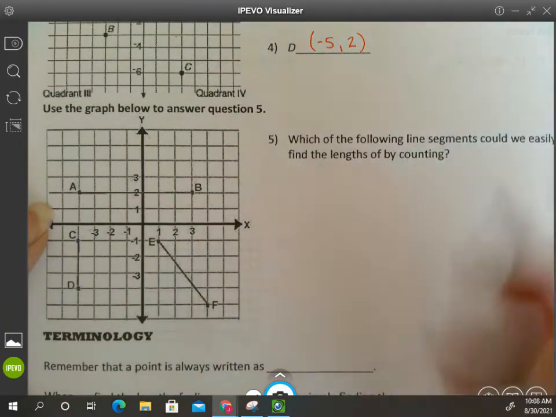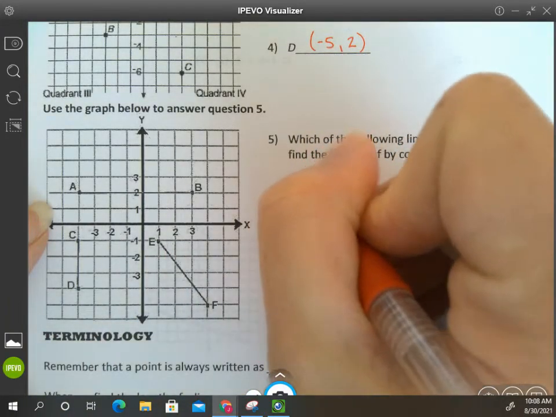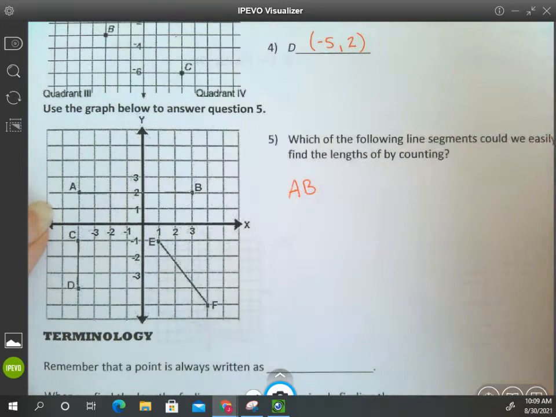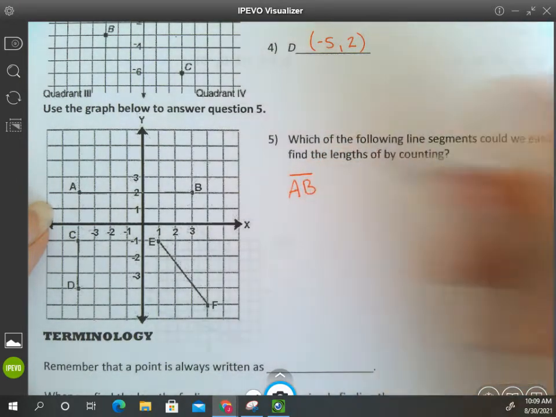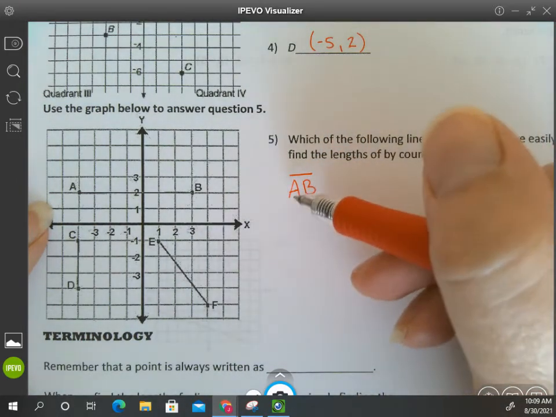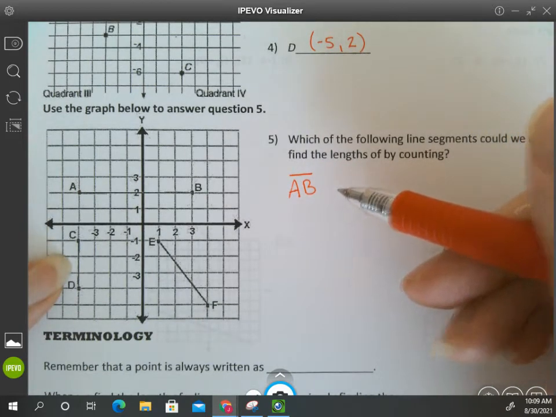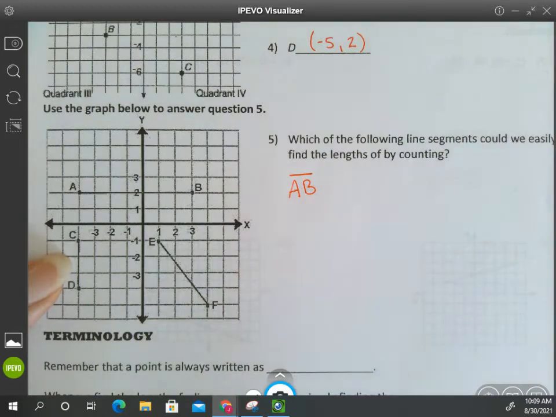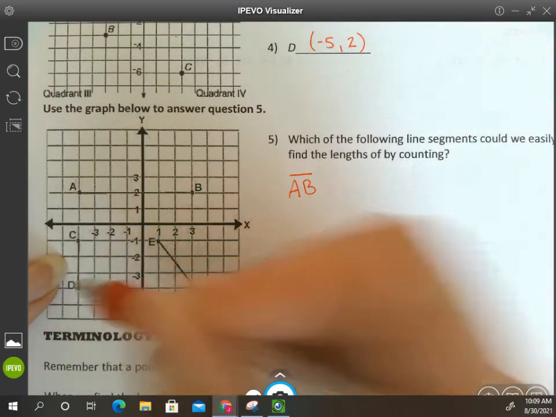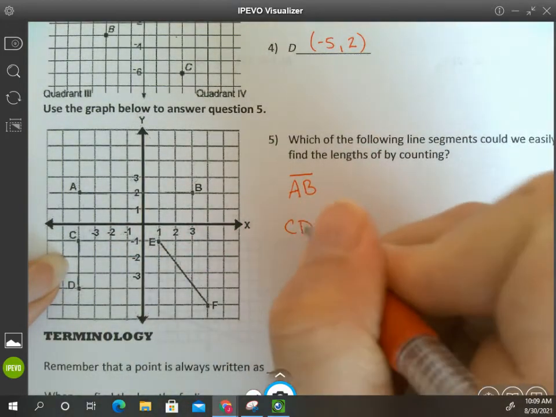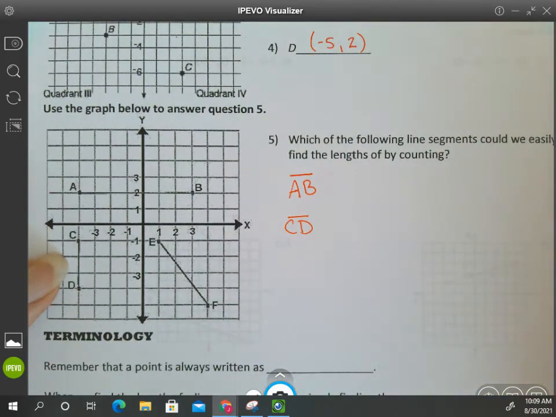I got 7 units. So AB, whenever you name points, you always name them with capital letters, and you put a segment symbol over it. And that states segment AB. All right, CD is vertical, so I can do that. I can count the whole units, 1, 2, 3. So CD is also one that I can count.